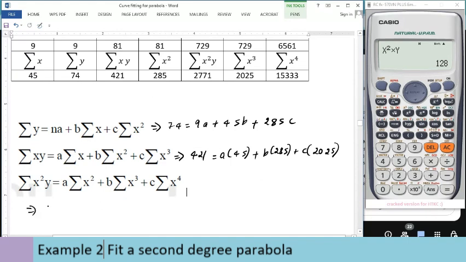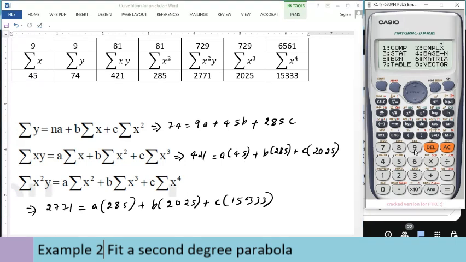So right here summation of x square y is 2771, which is equal to a into summation of x square is 285, right, plus b summation of x cube is 2025 plus c summation of x raised to 4 is 15333. Okay, let us put it in the calculator.